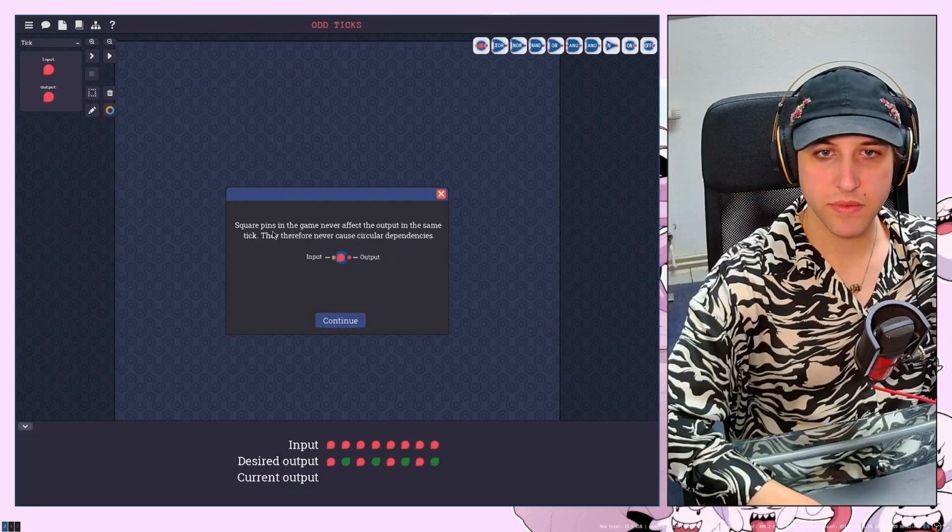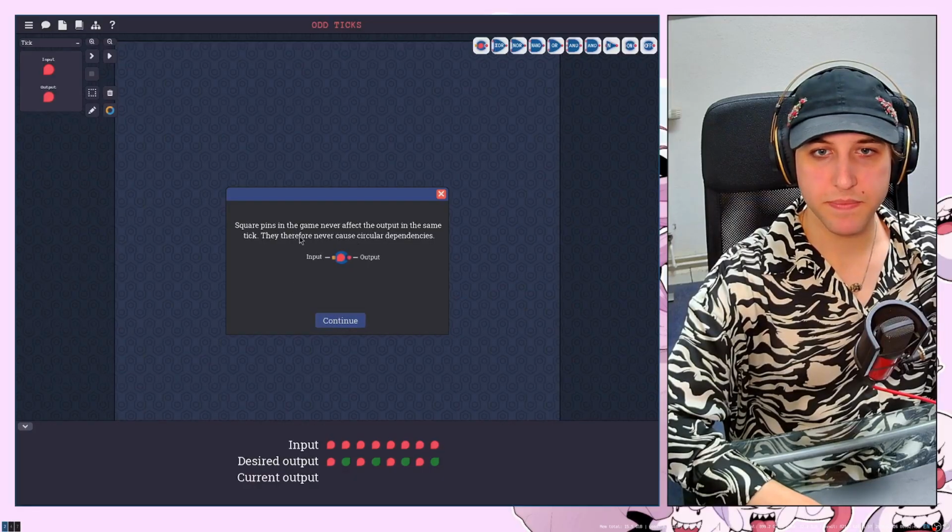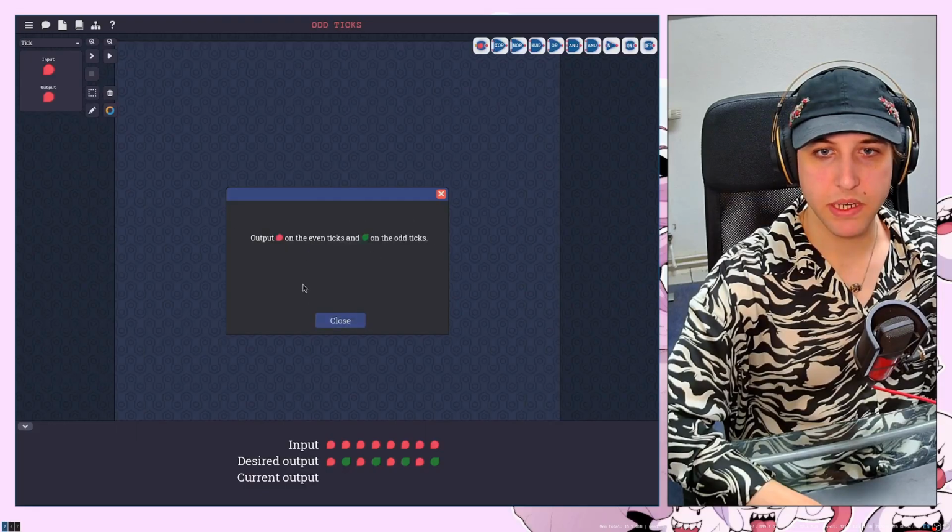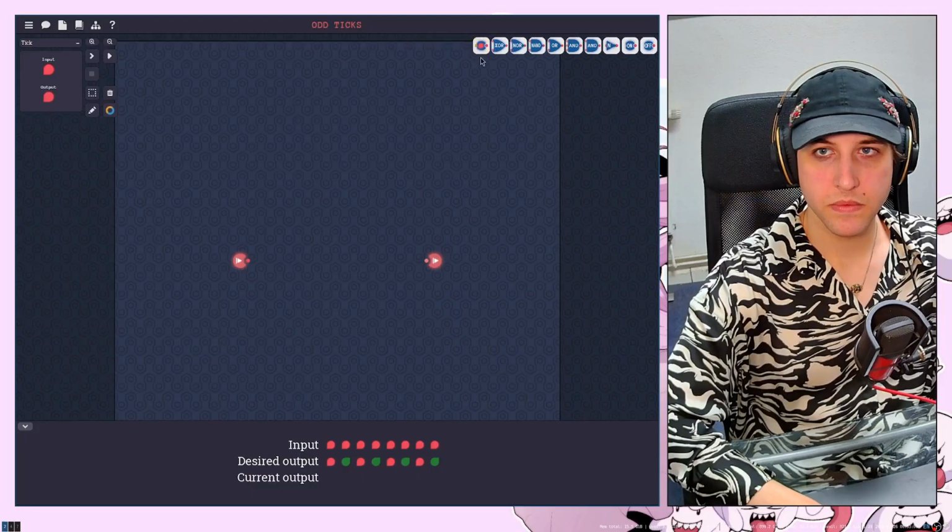Oh, interesting. Square pins in the game never affect the output in the same tick. They therefore never cause circular dependency. So that would look like this, right?